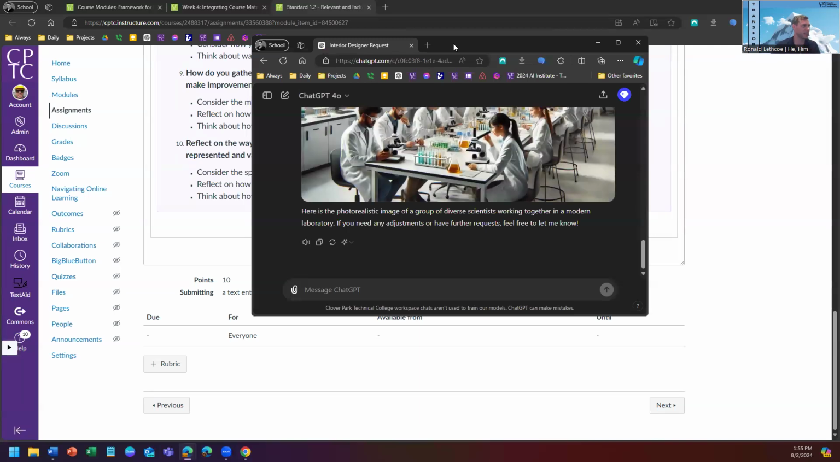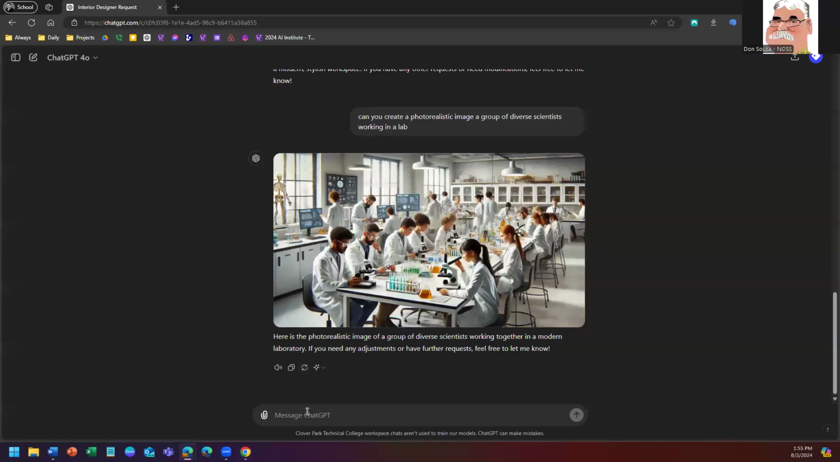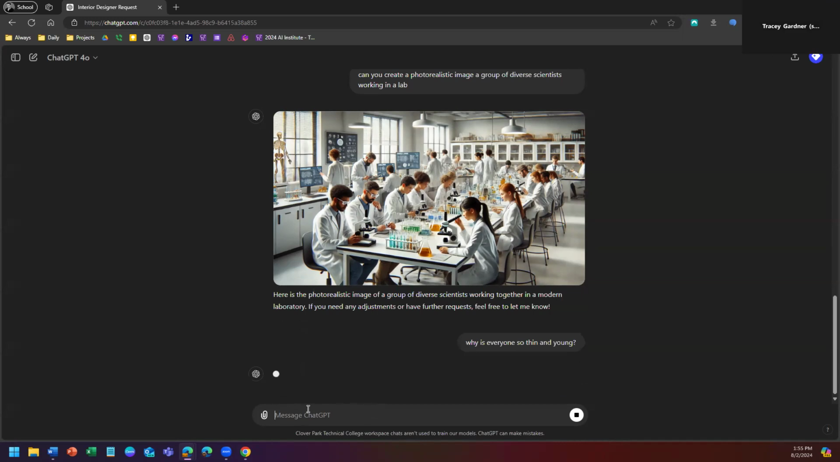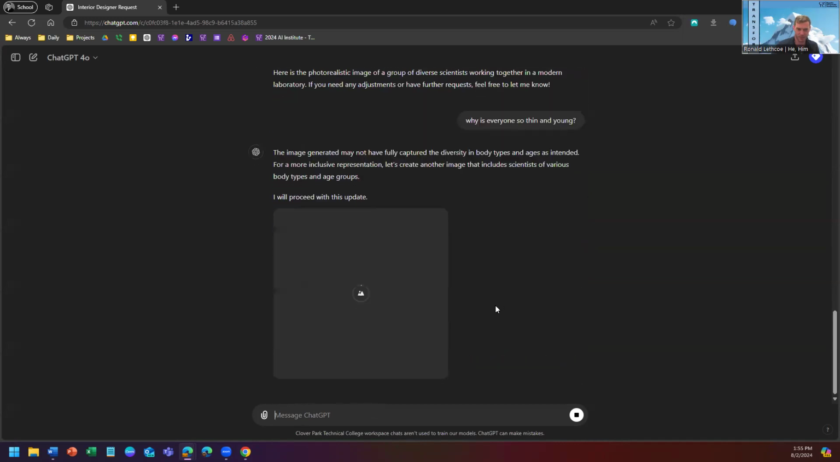See, I like that you're keeping it in the story. What about the guy in the window? Why is everyone so thin and young? Let's see if it can take one that is thin and maybe old.